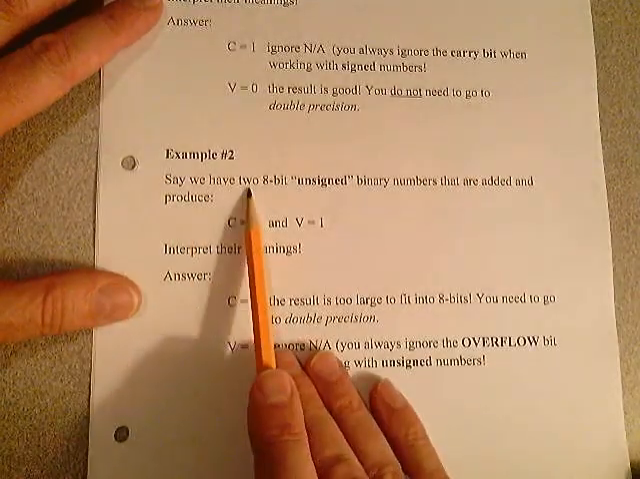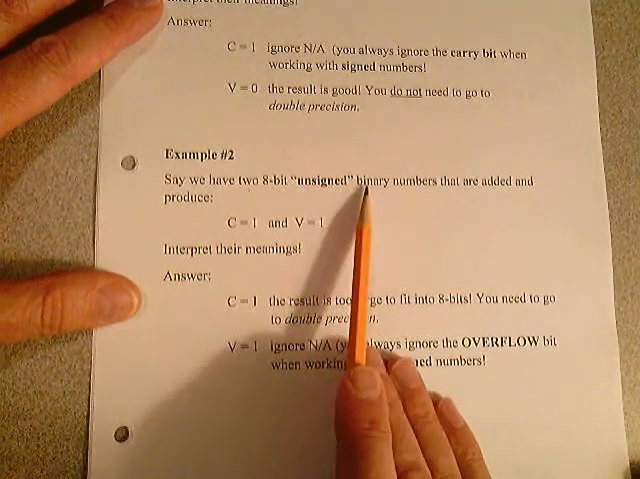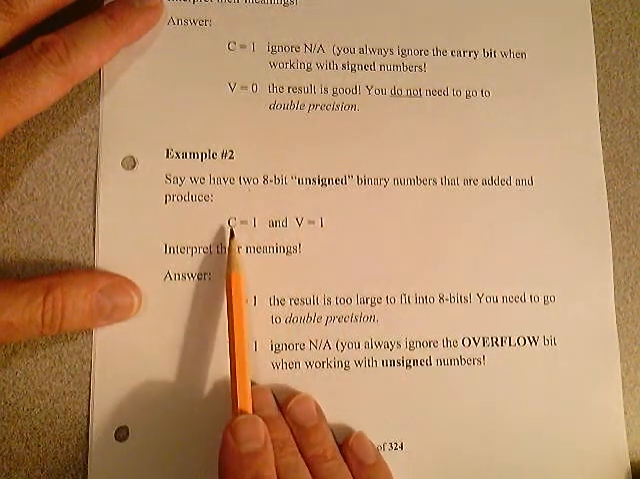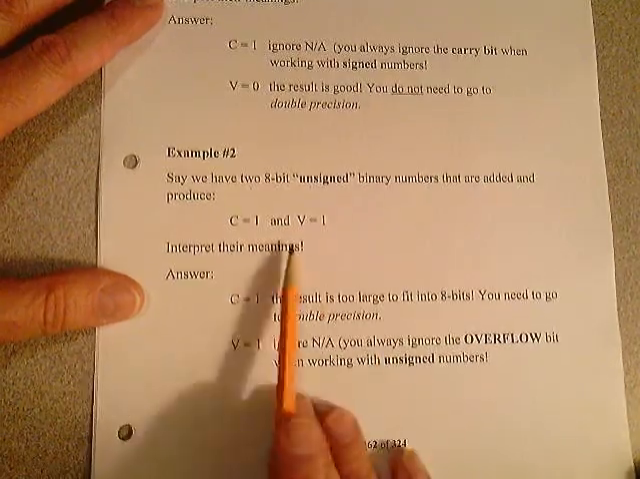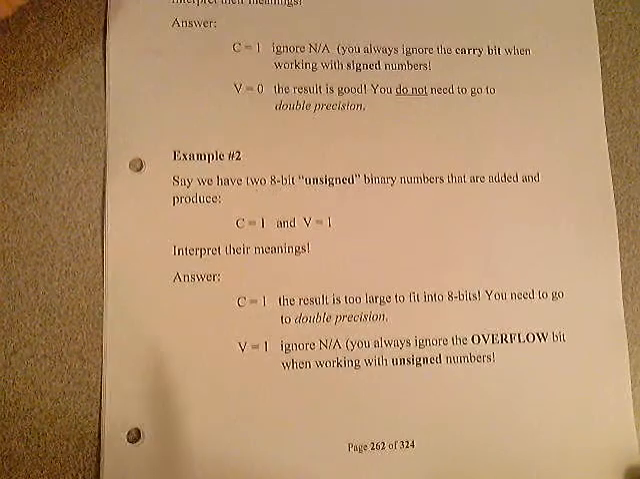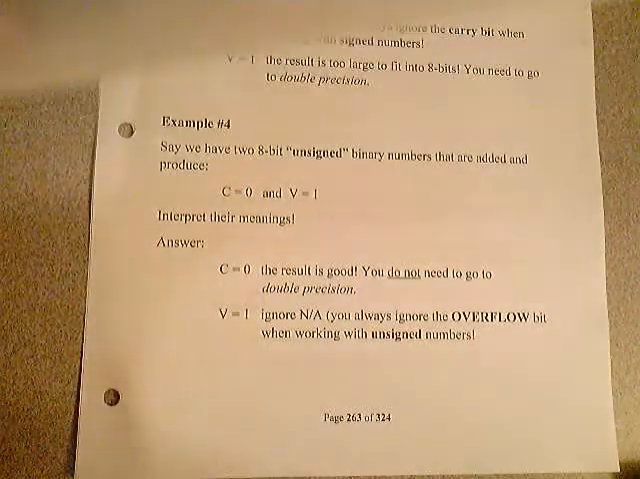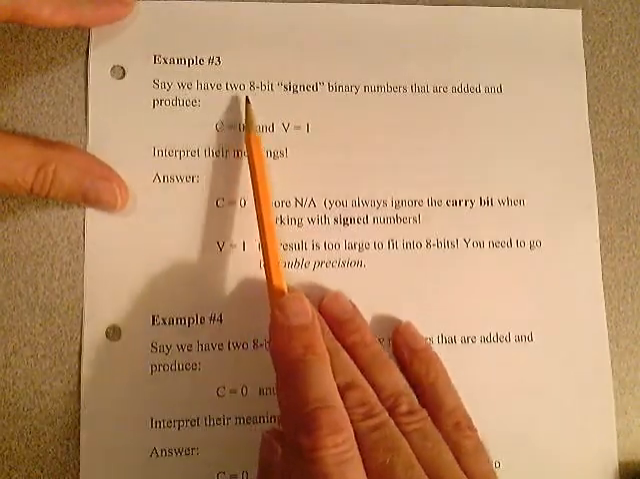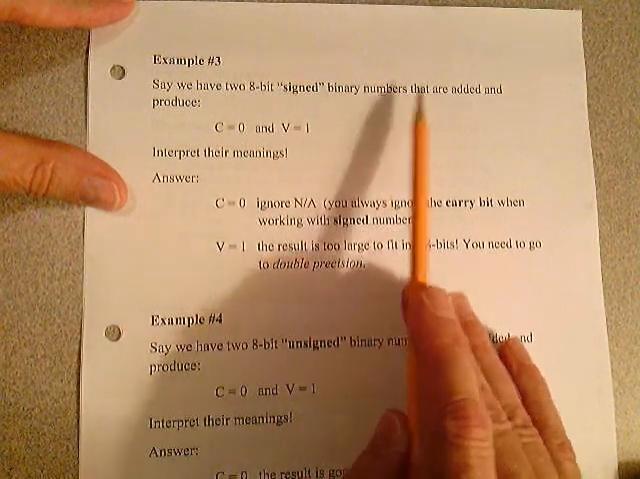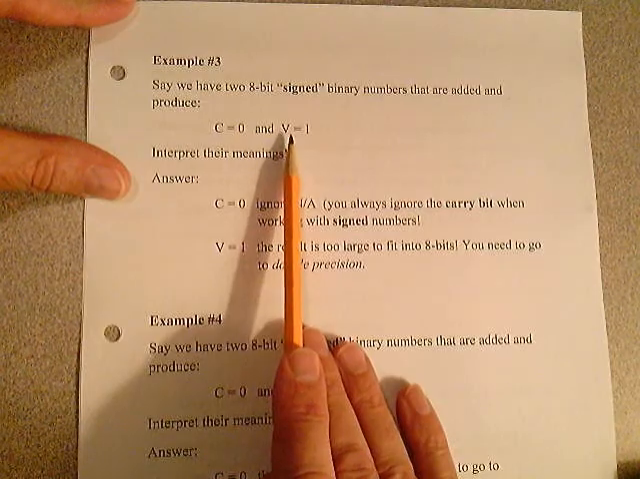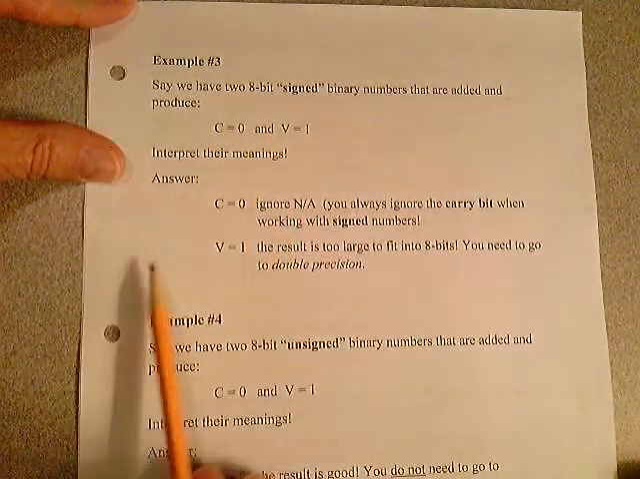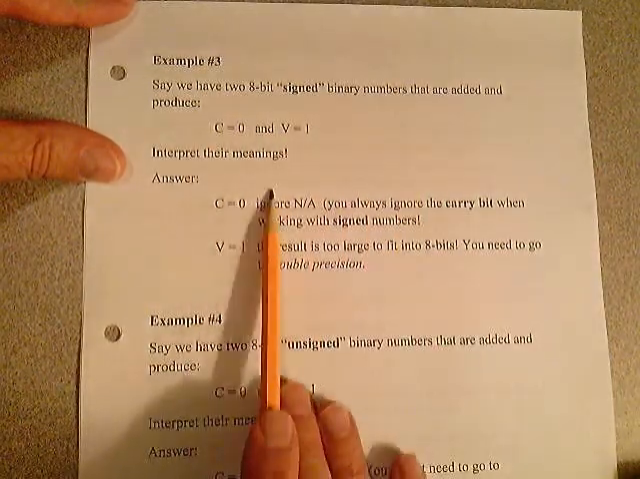Example 2. Say we have two 8-bit unsigned binary numbers that add and produce a carry equal to 1 and an overflow equal to 1. Interpret their meanings. Here's the answer. On page 263, say we have two 8-bit signed binary numbers that add and produce a carry equals 0 and an overflow equal to 1. Interpret their meanings based on signed binary numbers. I've done that for you. Here's the answers. And here's example 4.